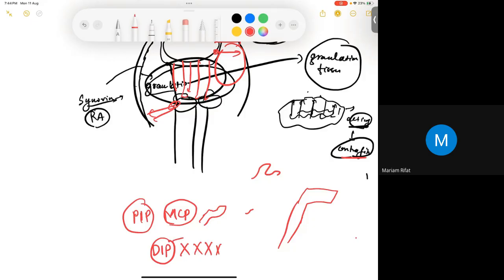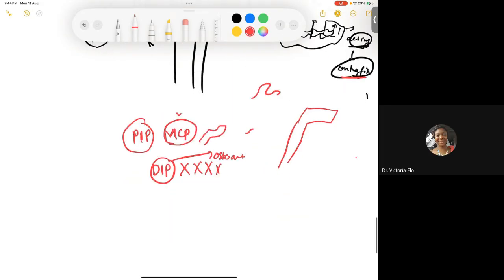DIP is going to be seen in which pathology which we discussed? Osteoarthritis. So knowing this fact, you can correct a lot of MCQs on your exam, right? If the DIP isn't involved but PIP and MCP are, even if you forget the details of this pathology, only looking at DIP involvement, you can exclude rheumatoid arthritis if DIP is involved. Is it clear?